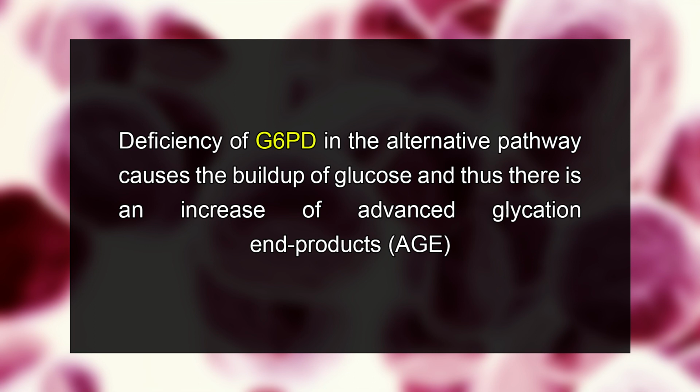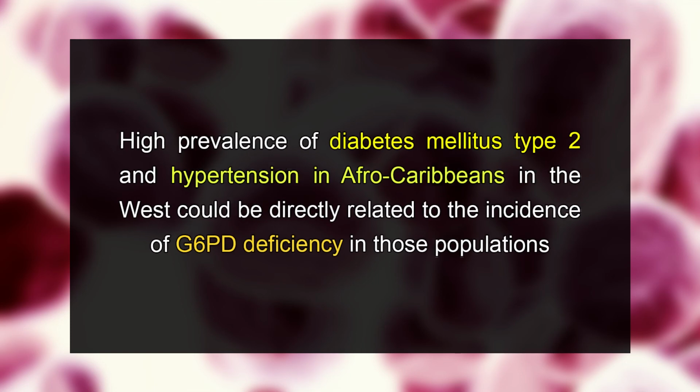Deficiency of glucose 6-phosphate dehydrogenase in the alternative pathway causes the build-up of glucose, and thus there is an increase of advanced glycation end products. The deficiency also reduces the amount of NADPH which is required for the formation of nitric oxide. The high prevalence of diabetes mellitus type 2 and hypertension in Afro-Caribbeans in the West could be directly related to the incidence of glucose 6-phosphate dehydrogenase deficiency in those populations.